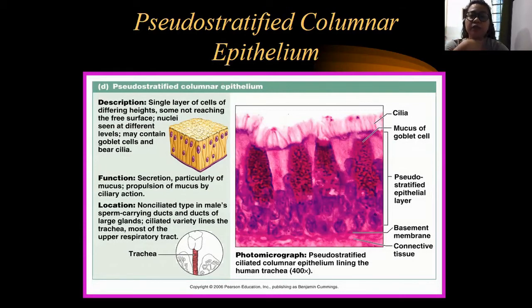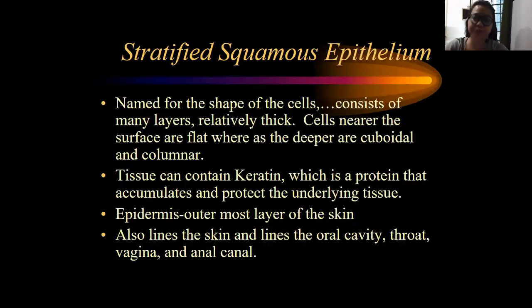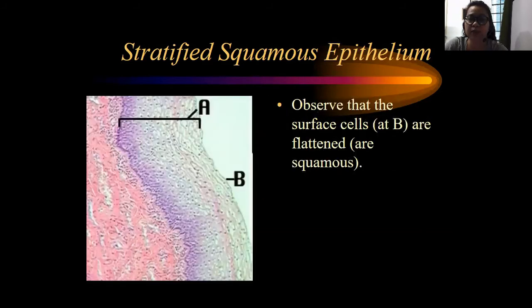Okay, so the trachea is one of our respiratory system organs that is essential for our breathing, for inhalation and exhalation. Now the stratified squamous epithelium. These are the names of the shapes of the cells, which consist of many layers. The cells near the surface are relatively thick and flat, where the deeper ones are cuboidal and columnar. Tissue can contain keratin, which is the protein that accumulates and protects the underlying tissues. So epidermis, the outermost layer of our skin, also lines the oral cavity, throat, vagina, and anal canals. Observe that the surface cells are flattened and squamous.